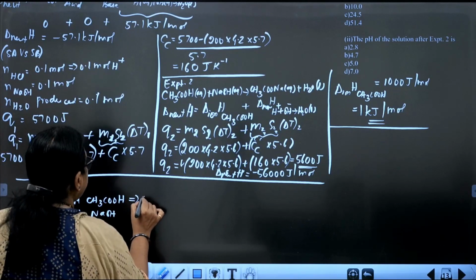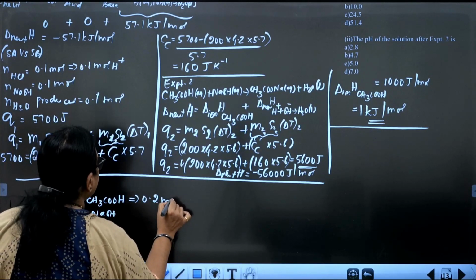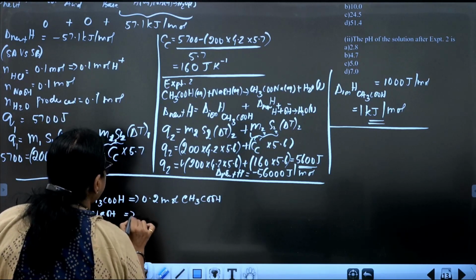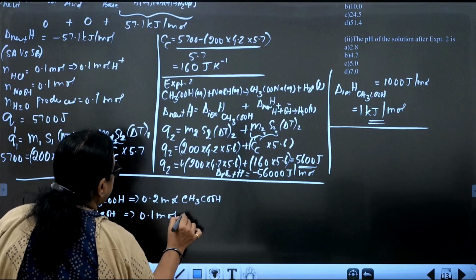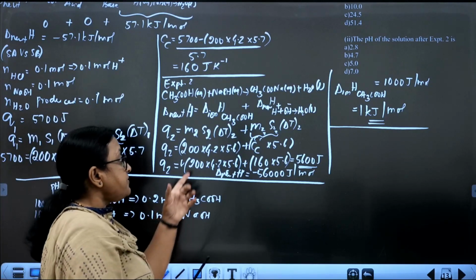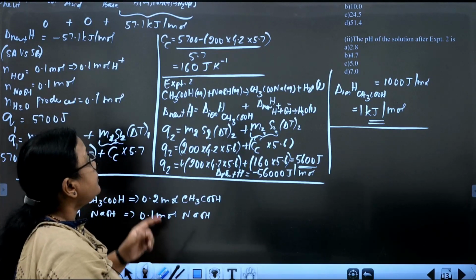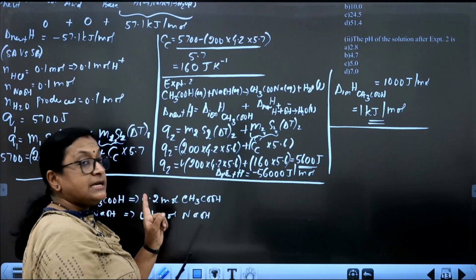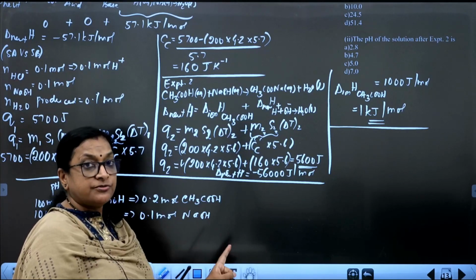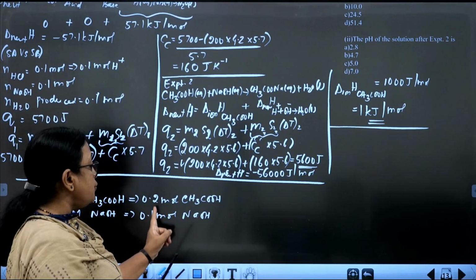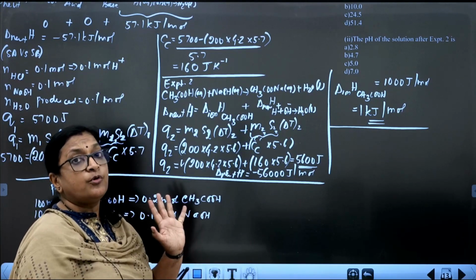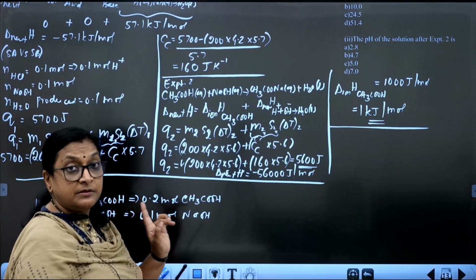So we are provided with 0.2 mole acetic acid and 0.1 mole NaOH. Second experiment. Now, in the previous experiment when we discussed, we said 0.1 mole acetic acid reacts with 0.1 mole NaOH because NaOH was the limiting reagent. So, from 0.2 mole, only 0.1 mole acetic acid will be utilized to produce 0.1 mole water in the second step because NaOH was the limiting reagent.